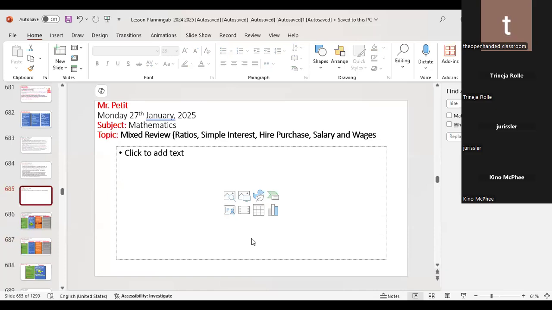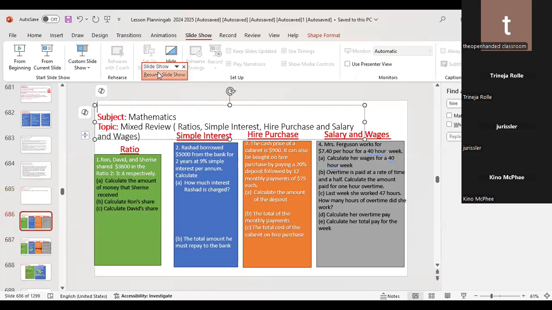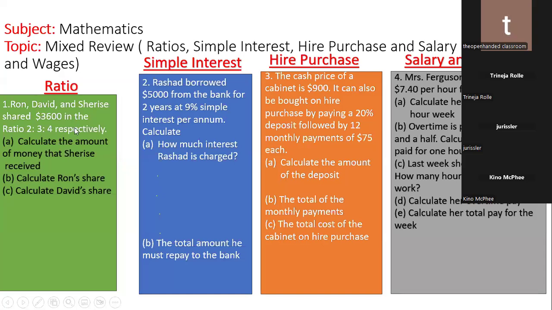All right, let's move on from this. Let me just put all the questions up one time so that we can move faster. The first ratio question says that Ron, David, and Charisse shared 3,600 in the ratio 2 to 3 to 4 respectively, and we want to calculate the amount that Charisse received.